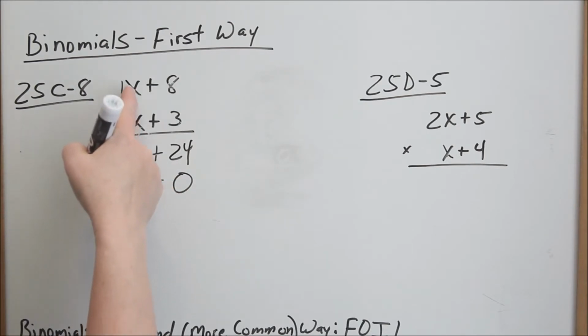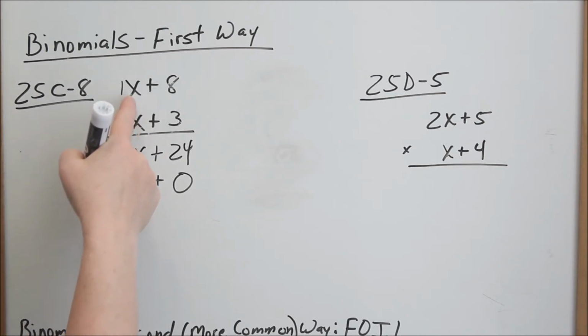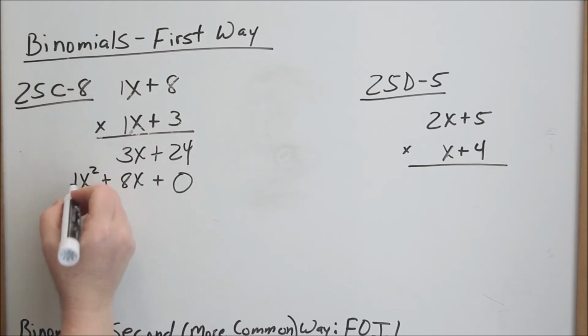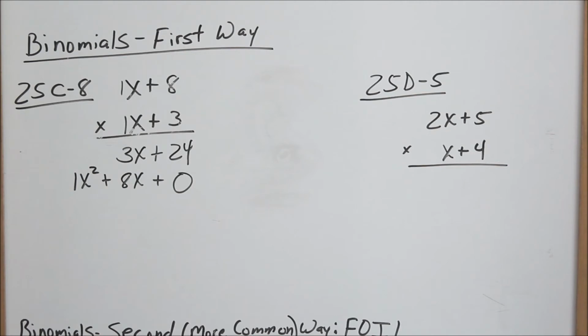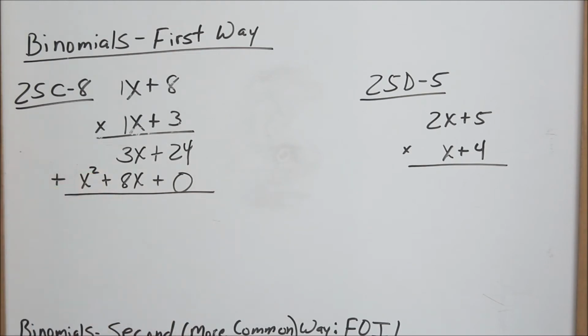Now 1x, and then I need to put a positive sign, it's a positive. 1x times 1x, or x times x, x squared or 1x squared. You don't have to have the one right here in front if you don't want to. So then we add everything just like before.